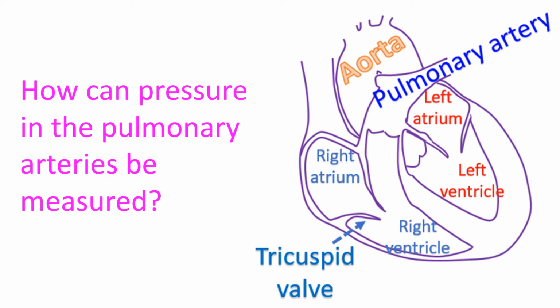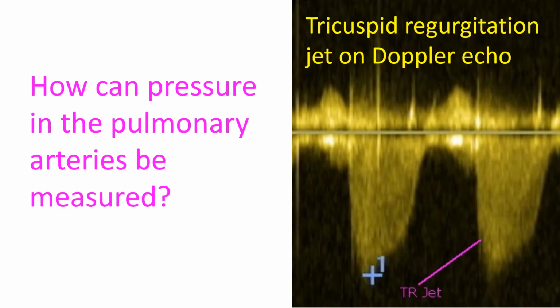From the velocity of reverse blood flow from the right ventricle to right atrium, tricuspid regurgitation, the pressure difference between these two chambers, upper and lower right-sided chambers of the heart, can be estimated. This will give an idea of the pressure in the right ventricle.